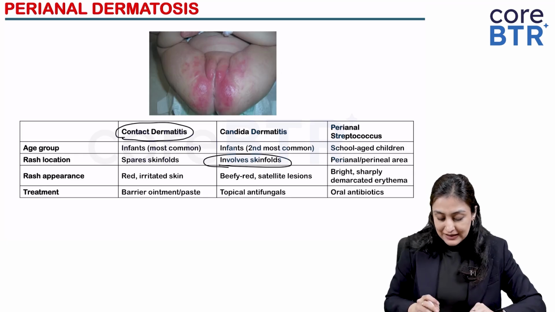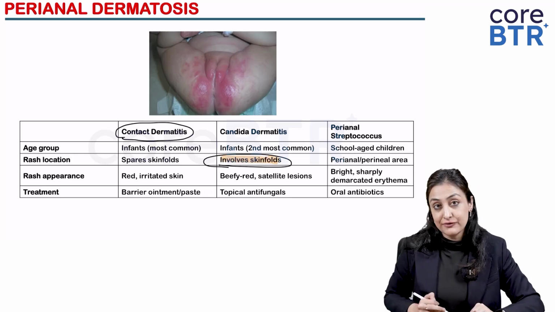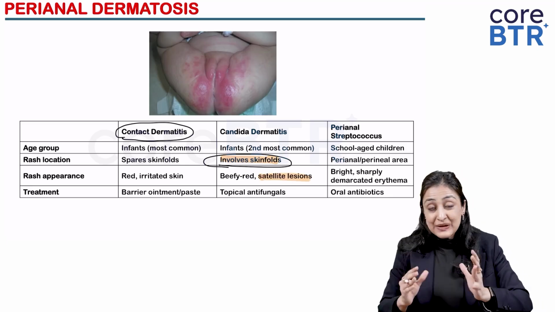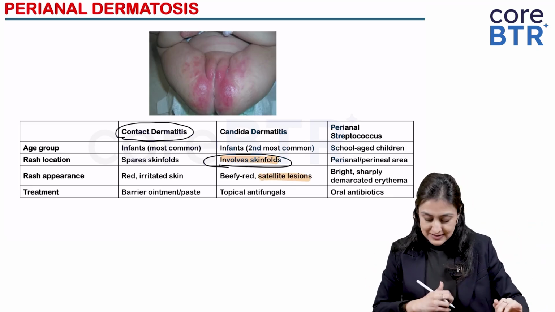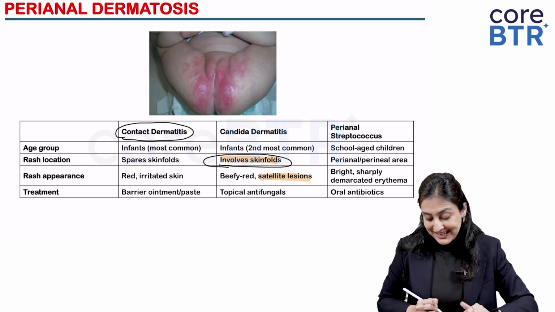Candida will affect the skin folds. So its hallmark is that only the skin folds are affected. The other hallmark is beefy red satellite lesions, same as the axilla. You can use topical antifungals.